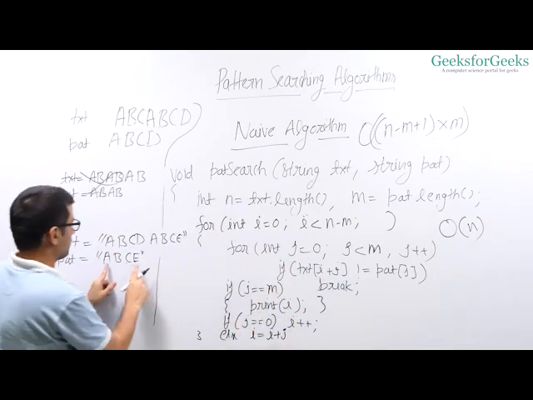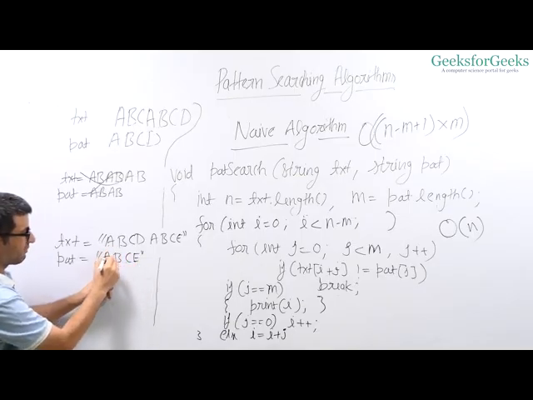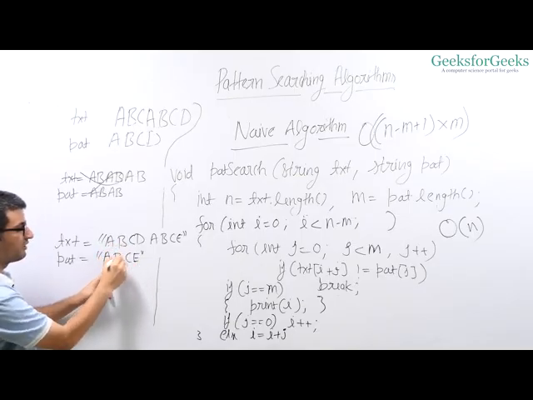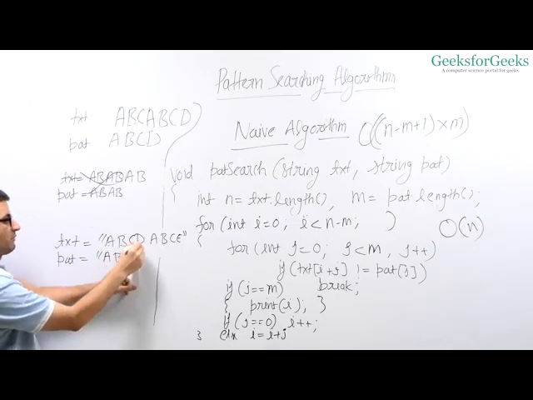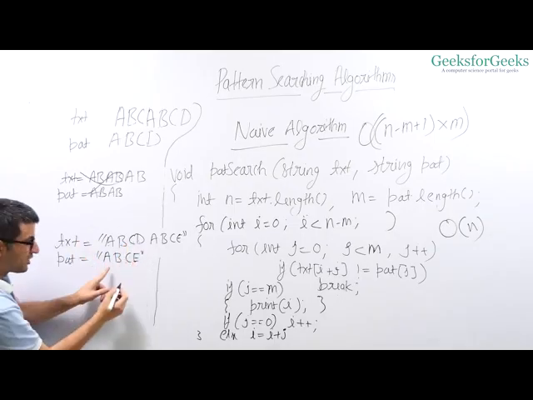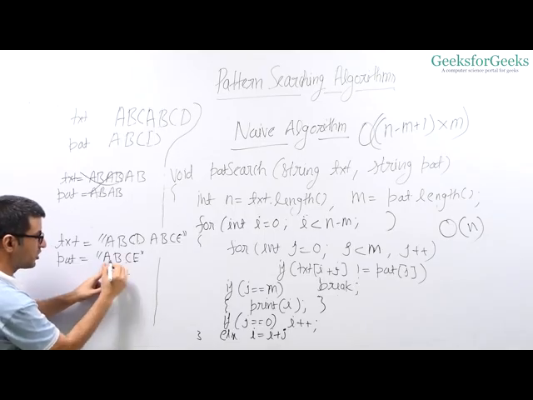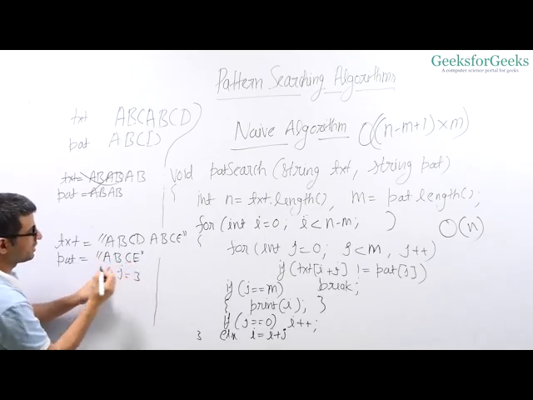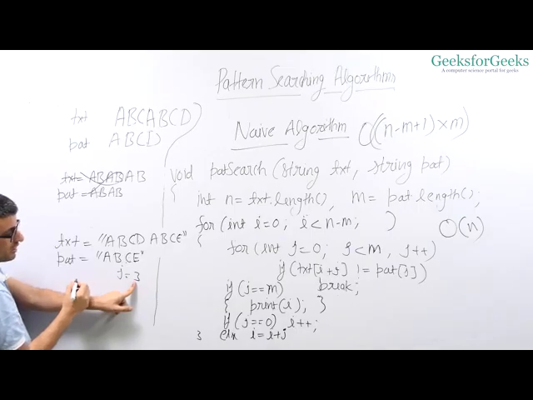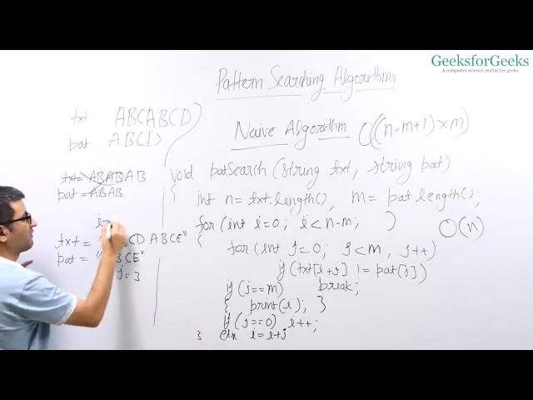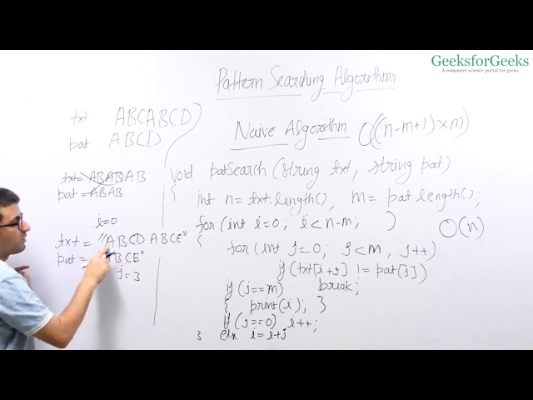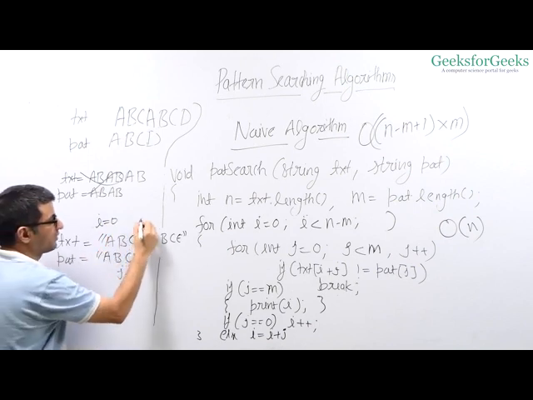Let's see. We compare all the characters one by one. We compare A with A, B with B, C with C. When we come to D, we see a mismatch. Now our j is 0, 1, 2, 3. We saw a mismatch at j equals 3. So we come to the else part, and our i was 0 here when we started. Now we move this i to 3.